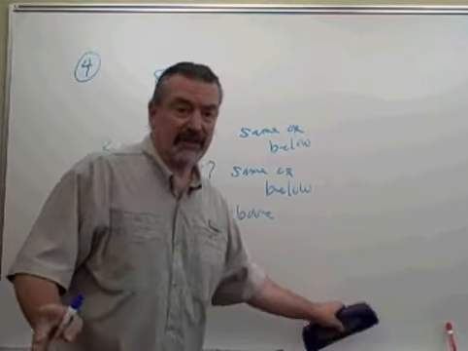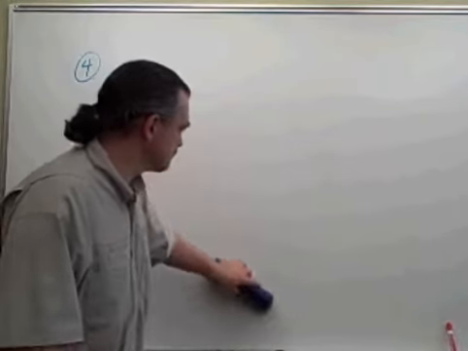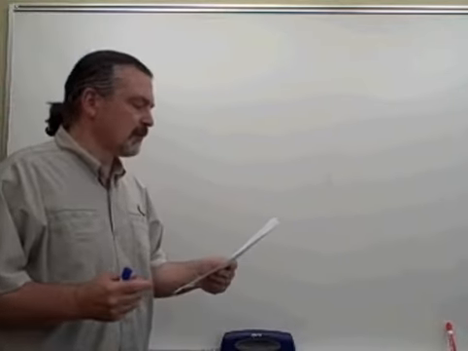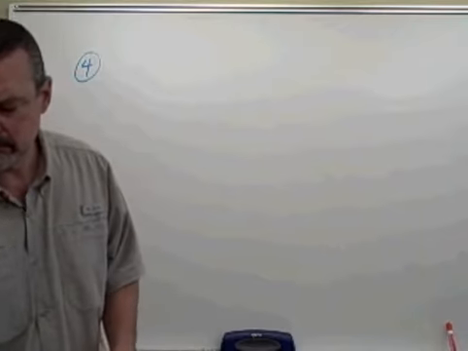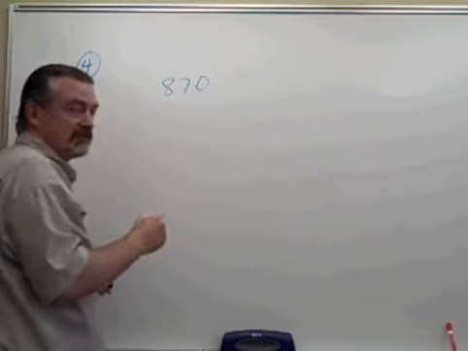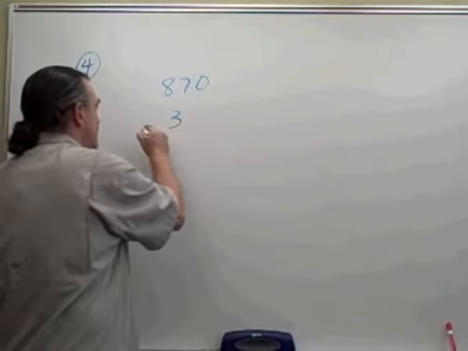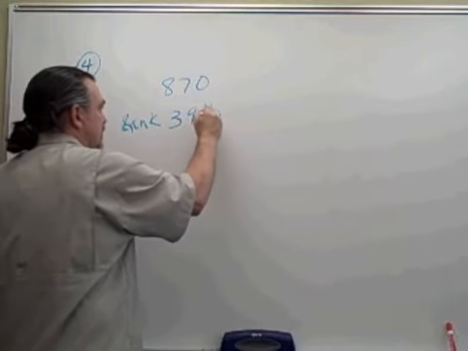Now let's look at the rest of that problem. The rest of the problem says, another student ranked 39th on the same exam. What was her percentile? So again, there were 870 students who took the test. This particular student had a rank of 39th.